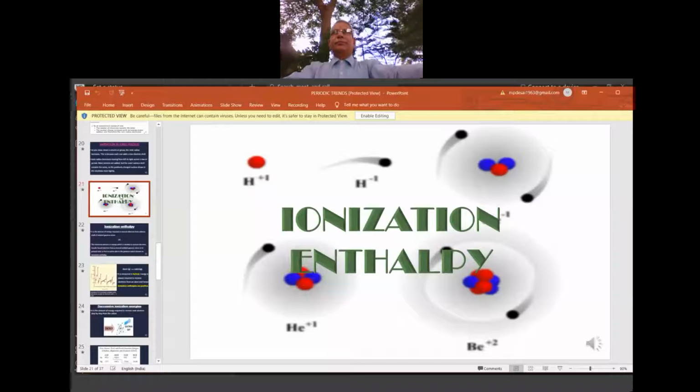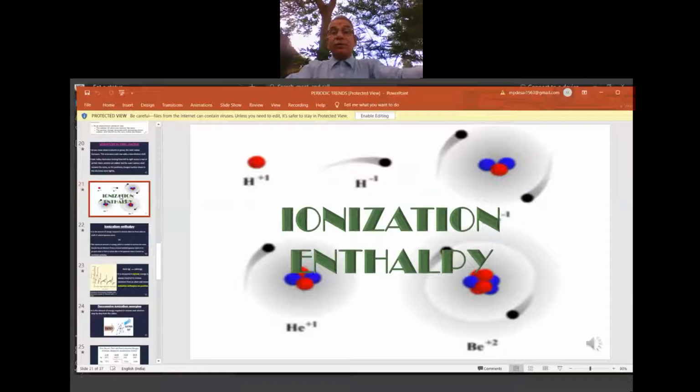Both are the same; a slight difference is there. That small difference we will understand in the thermodynamics chapter. Okay, so enthalpy is nothing but energy. So this is the energy for ionization. What is ionization? To form an ion.